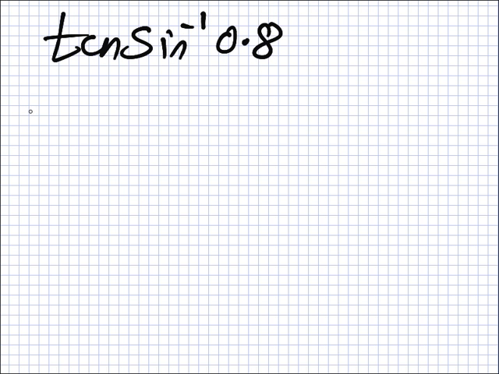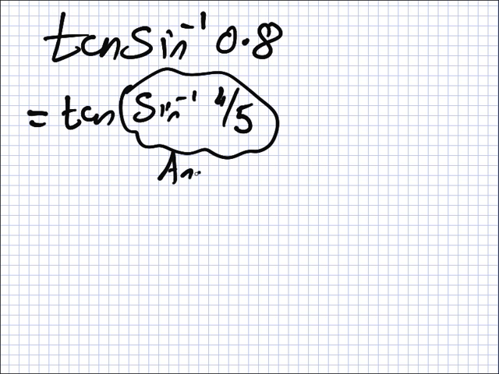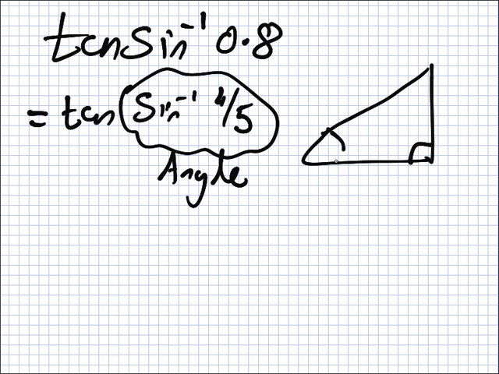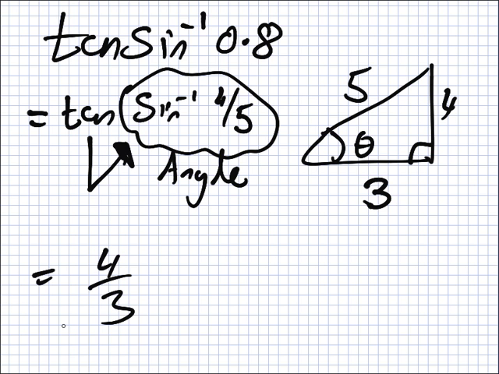Now, in the exam, it would be something like this. Tan of sine inverse 0.8. Sine is 4 over 5. This here is an angle. What angle is it? It's the angle in a right angle triangle with sides 4 and 5, opposite and hypotenuse. What's this side? 3. I want the tan of this angle, 4 over 3. That makes sense. Alright, write that down.